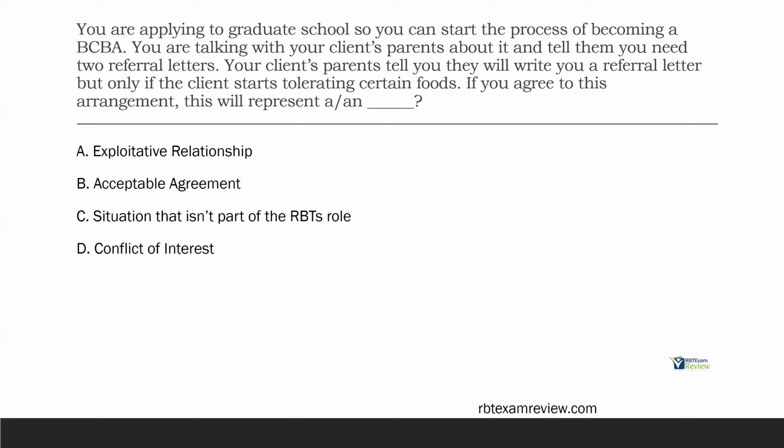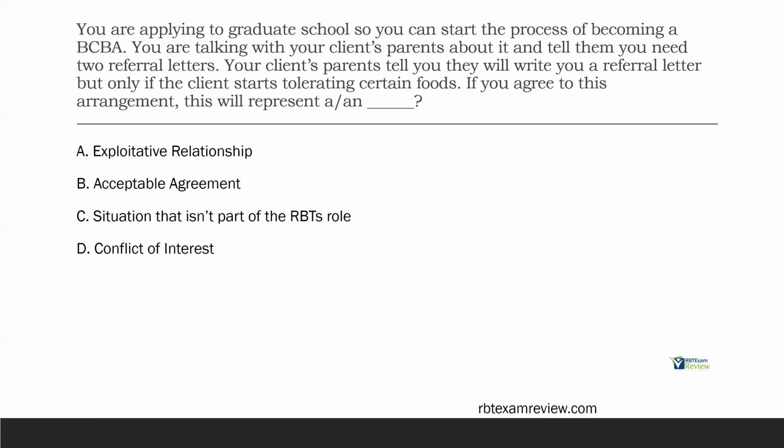B, an acceptable agreement. Is this acceptable? You promising that you'll get a client to start doing something in exchange for a letter, that's not acceptable. That's unethical. This situation, what you're promising is okay, right? Tolerating certain foods is fine. But what if you promise that you'll get a client to do something else? You can teach them a variety of things with ABA, and it might not always be the best things. So this is not an acceptable agreement.